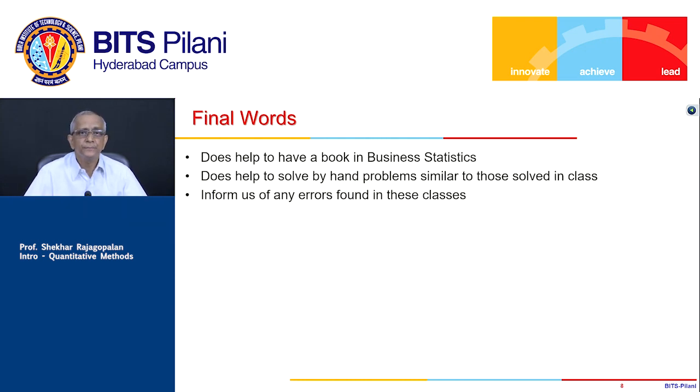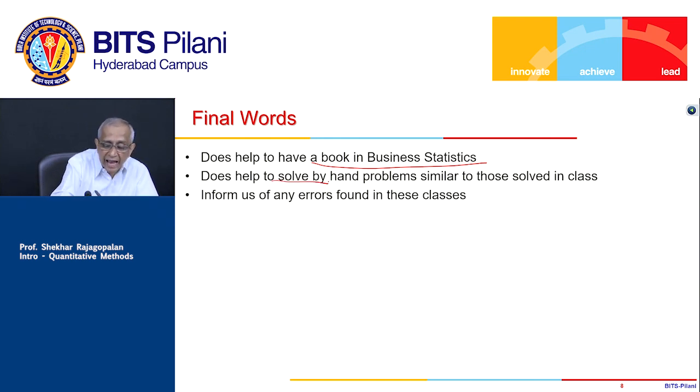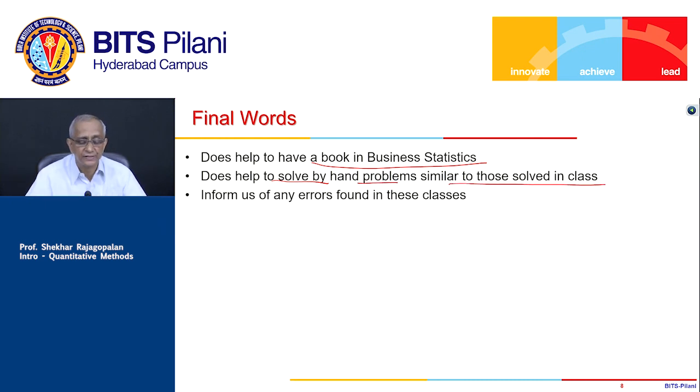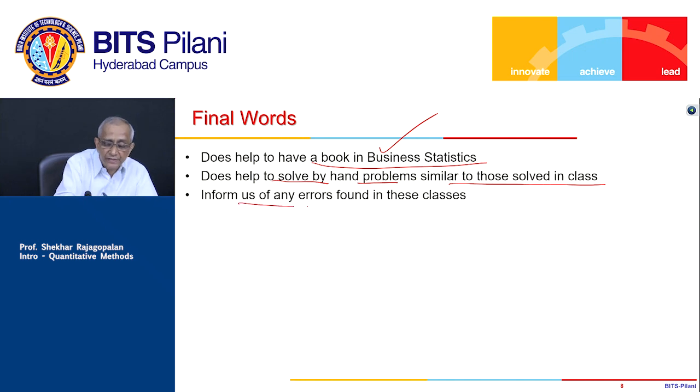Some final words. It would be helpful to have a book in business statistics along with this courseware. Secondly, it would help to solve by hand problems similar to those solved in this class. And these problems could be the solved examples in this textbook. And finally, please, if you find any errors, inform us.